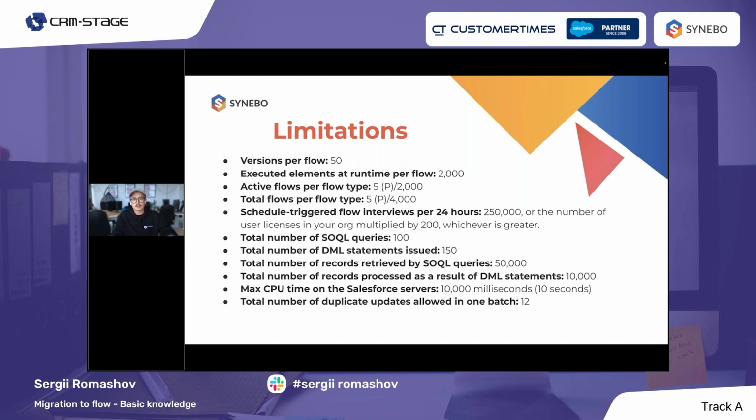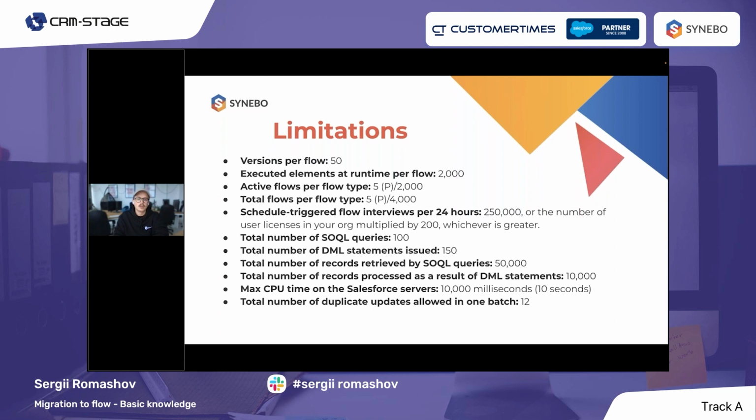The next limit is the total number of DML statements issued. It's 150. You also have to keep it in mind. Total number of records retrieved by queries is 50,000. So it means that if you use Get Element in the flow, keep in mind that you can get only 50,000. If you want to work with more than 50,000 records, maybe you have to use Apex in this case, or maybe you have to think about the criteria and make it stricter to reduce the number of records.